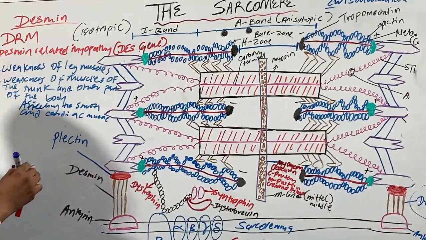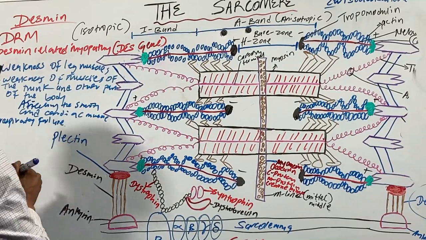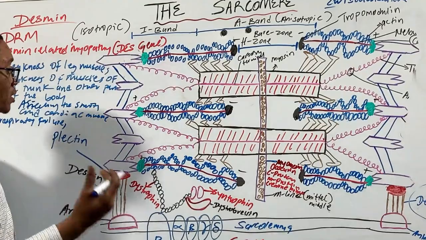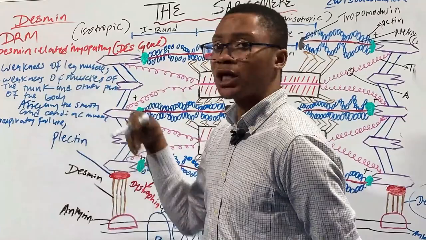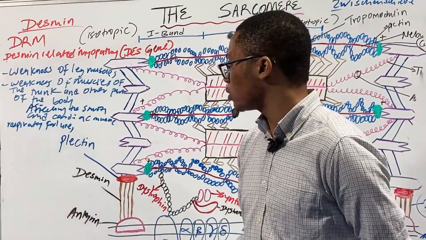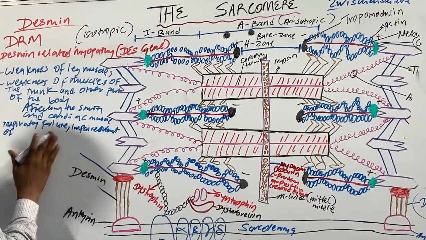Because it affects smooth and cardiac muscles, you could have other symptoms such as respiratory failure or respiratory insufficiency. We could also have impairment of the gastrointestinal tract. Remember, I said in our first video that smooth muscles make up the muscles of your intestine and your stomach. So since desmin-related myopathy affects smooth muscles, you could have impairment of gastrointestinal function.